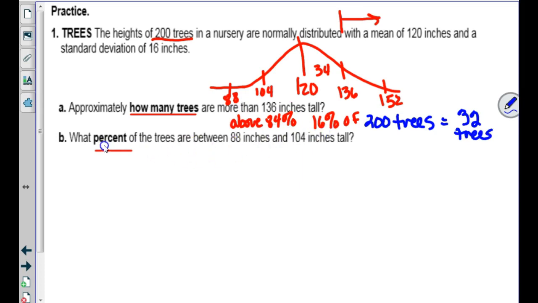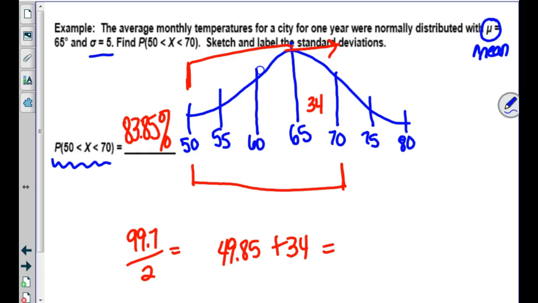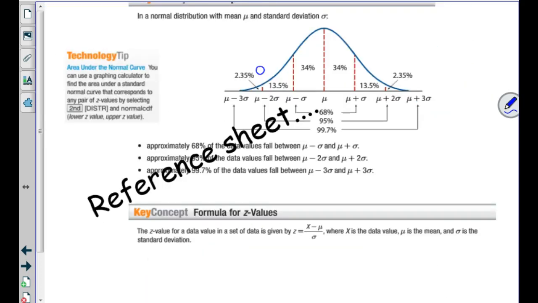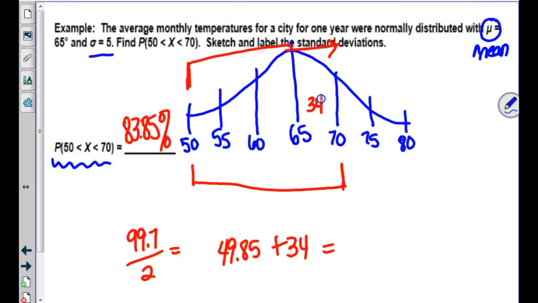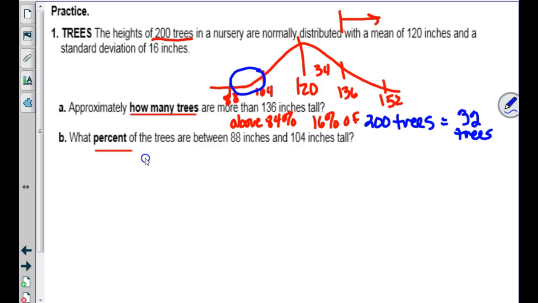Okay? And then this one really in my book is easier because it's just asking the percent. What percent falls between 88 and 104? And that's just this little piece in here, which if we go back to this chart, would be this 13.5%, right? Okay. That's all they were asking here.